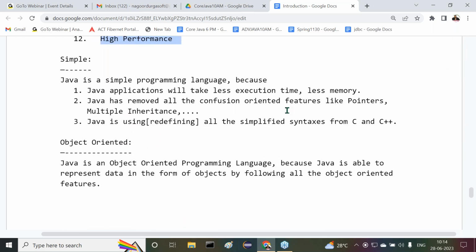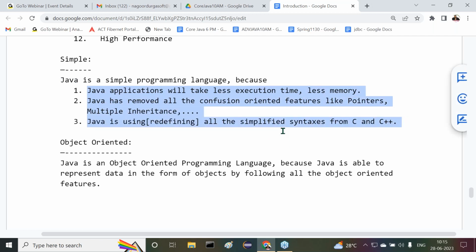For example, if you are in academics and you have an academic subject like Java, the Java features is almost always an 8-mark or 16-mark question in our academics. But as it is point-wise, we have to write clearly. After that, we are already aware of how Java is a simple programming language because of 3 reasons. What are the 3 reasons? Java applications take less execution time and less memory. Java has removed all the confusion-oriented features like pointers, multiple inheritance, and so on. Java is using all the simplified syntaxes from C and C++.